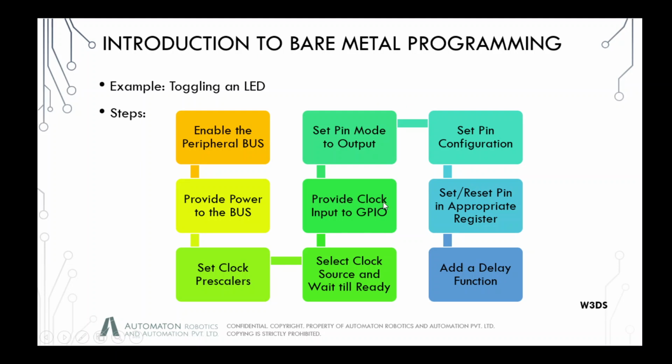Then you provide the clock to the clock input pin of the GPIO port that you want to set, and then you set the pin mode to output. After you set the mode to output, you set the configuration, and then you set and reset the pin in the appropriate manner to just turn it on and turn it off. And then you add a delay function if you want to do something like toggling and blinking an LED.